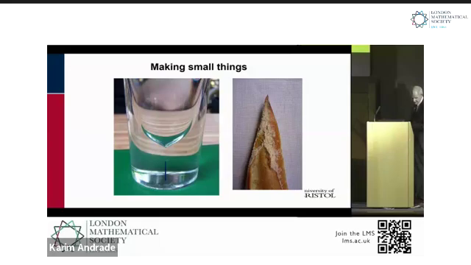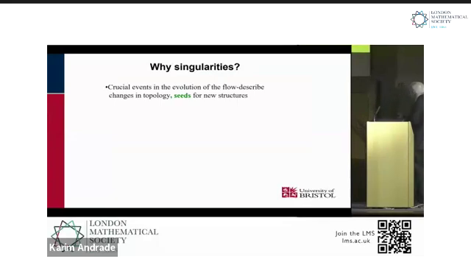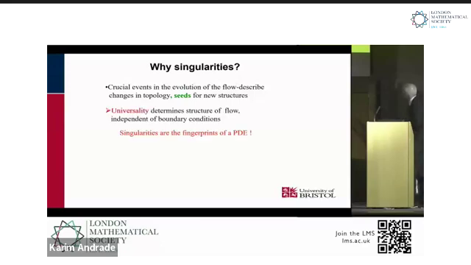So after these introductory words, let me come to a summary which has some similarity with what Marco has shown you. So why are singularities interesting? Singularities are the crucial events in the evolution of a flow. For example, formation of a drop where the character of the flow changes. And as you have seen in the instability of the cast, in my olive oil experiment, there are the seeds for new structures. There's universality, and the universality imposes important constraints on the flow. But a very nice summary of this, which I like, is that singularities are the fingerprints of a PDE.